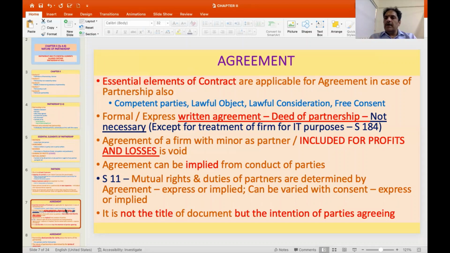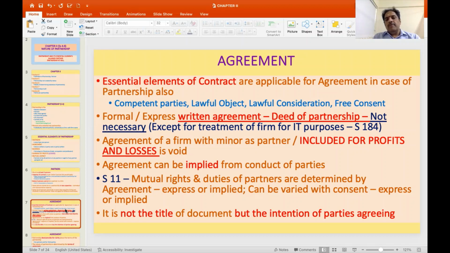Then who are the partners? Their details need to be provided, and the mechanism of sharing of profits is also supposed to be made known in this deed of partnership. So from that point of view, if the firm wants to be treated as a firm for income tax purposes, then it needs to have a deed of partnership. Otherwise, for a normal partnership, it is not necessary that you should have a deed.